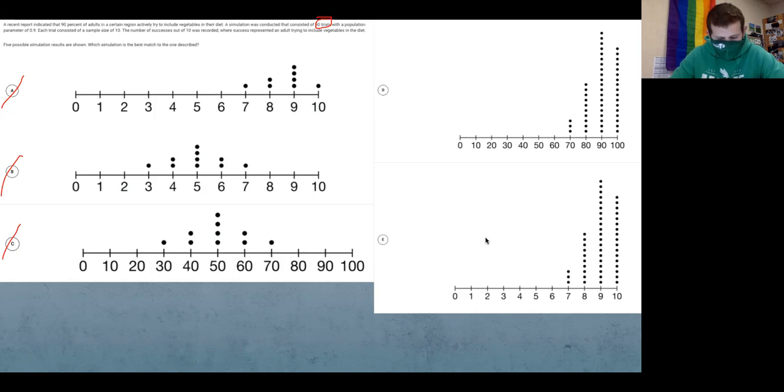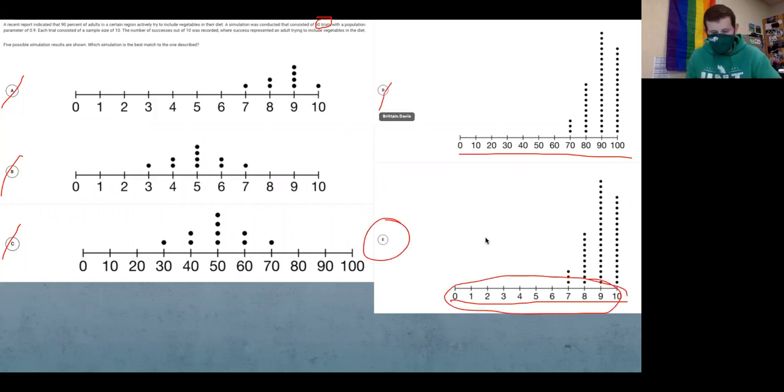Now, maybe the next thing to look at is what is our response variable? We've already talked about simulations, and so response variable is like what value is actually being recorded at the end of the simulation. What's being recorded is the number of successes out of 10. Well, if I look at the scales here, the only difference between these is the scale at the bottom. The number of successes out of 10, that would be this right here. And just with that, I can decide E is correct.